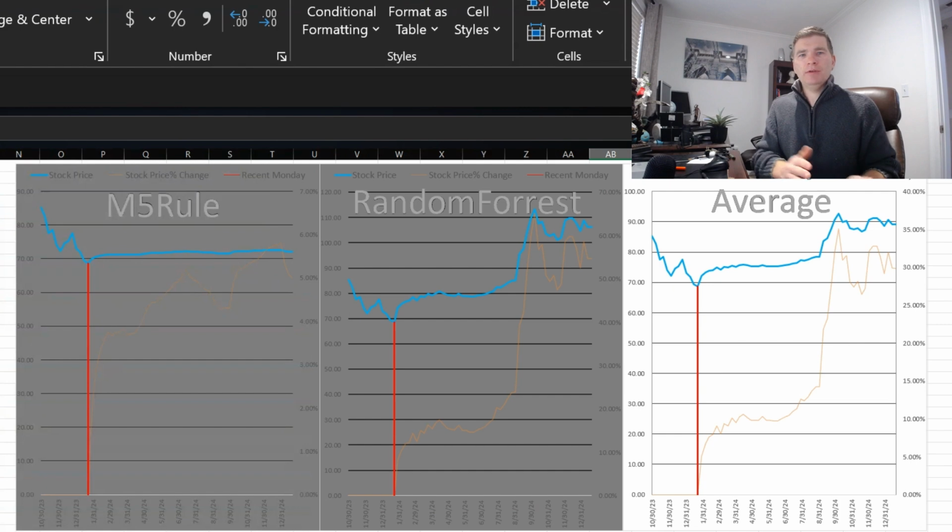Now, taking the average of the M5 rule and Random Forest, it's showing a recovery as well, getting above $90 by October and hovering around this price point going into January 2025 and closing out the 52 weeks at just over $89, which would be a gain of almost 30%.